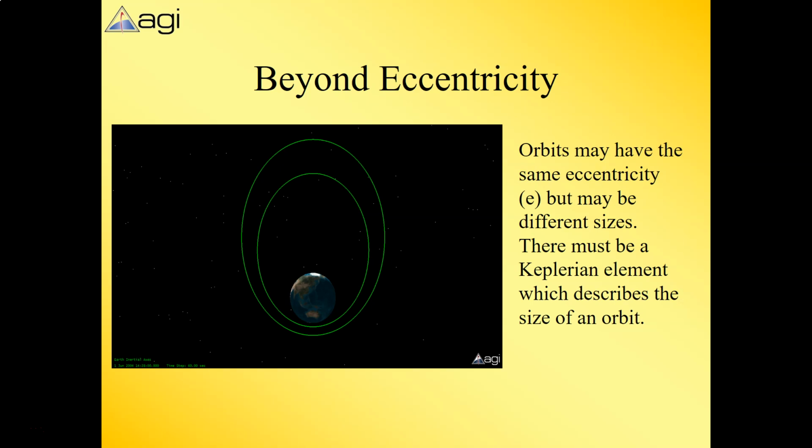Now, obviously, this is only one of two Keplerian elements that describe size and shape. Orbits can have the same eccentricity but be different sizes. There must be a Keplerian element which describes how big the orbit is. So eccentricity is describing for us what the shape of our elliptical orbit is.